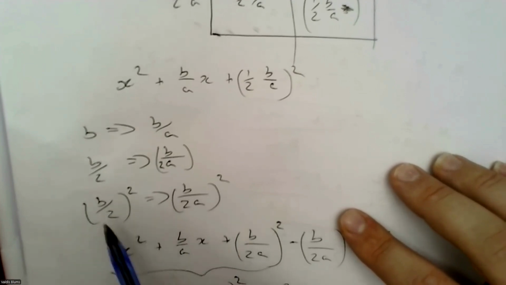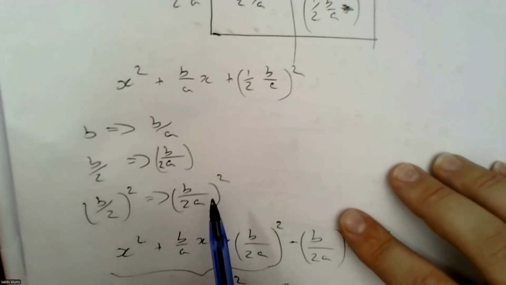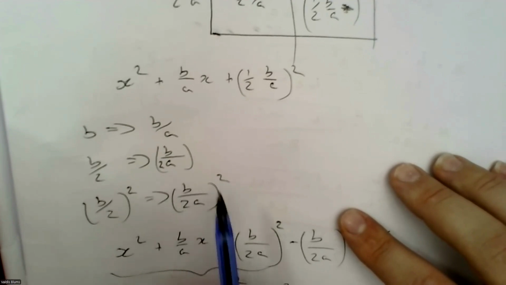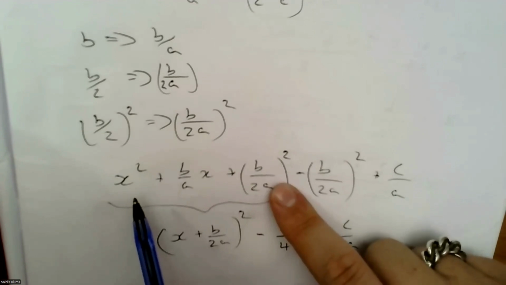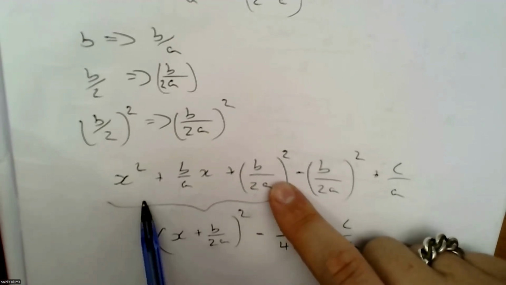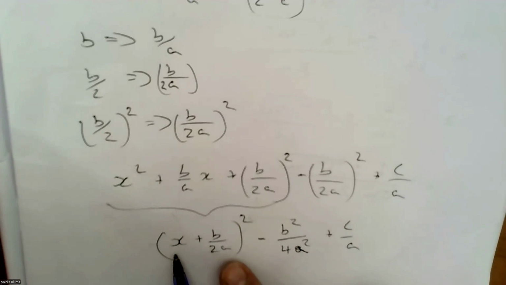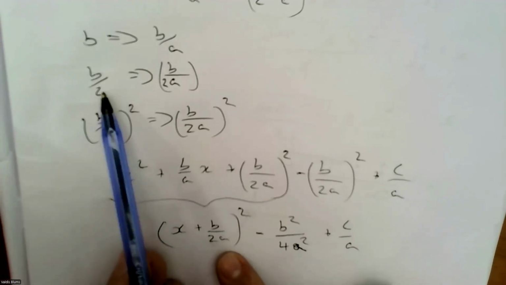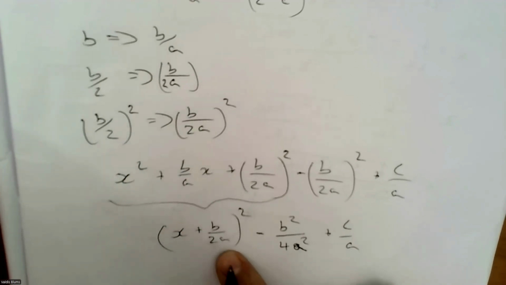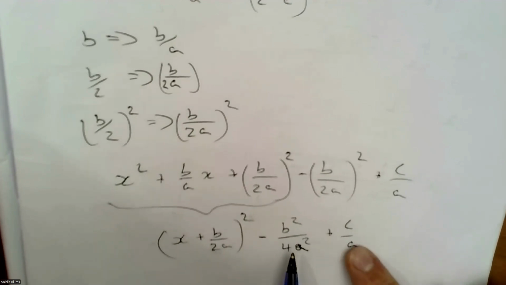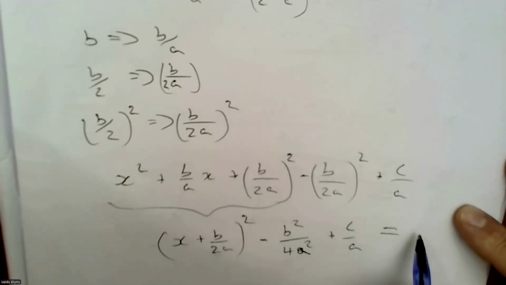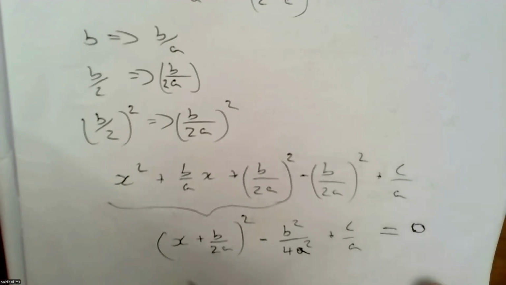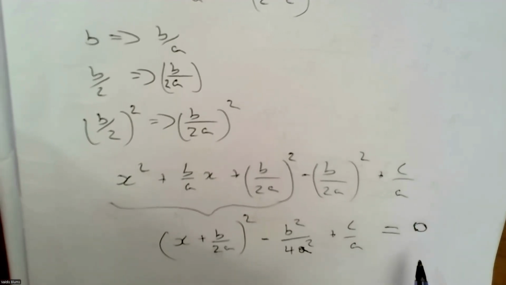I'm adding and subtracting this b on 2 squared term first. So I'm adding and subtracting b on 2a squared. And then the first three parts completely factorize or become a complete square as x plus b on 2, where our b on 2 is now b on 2a. The remaining stuff can be combined by finding a common denominator and simplifying that. So these are still equal to zero on this side of the equation because we're trying to find where y is equal to zero.